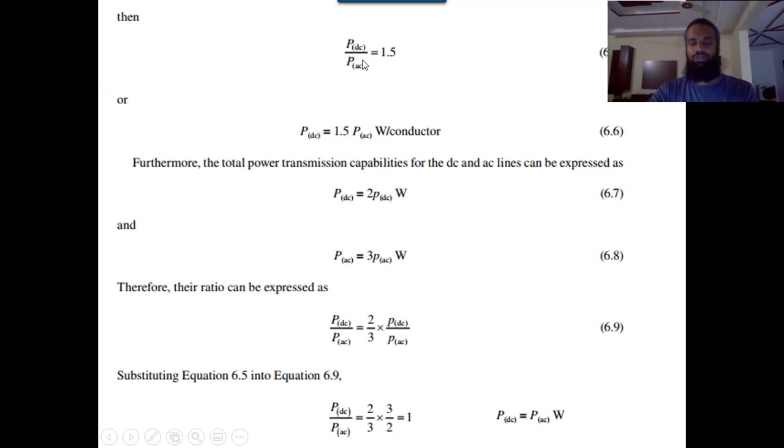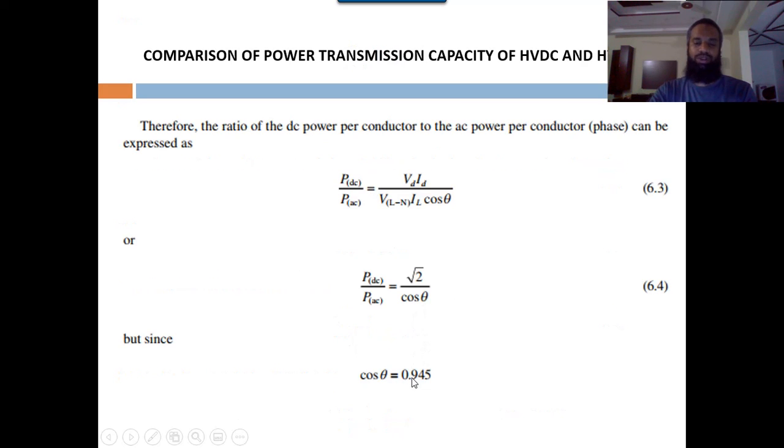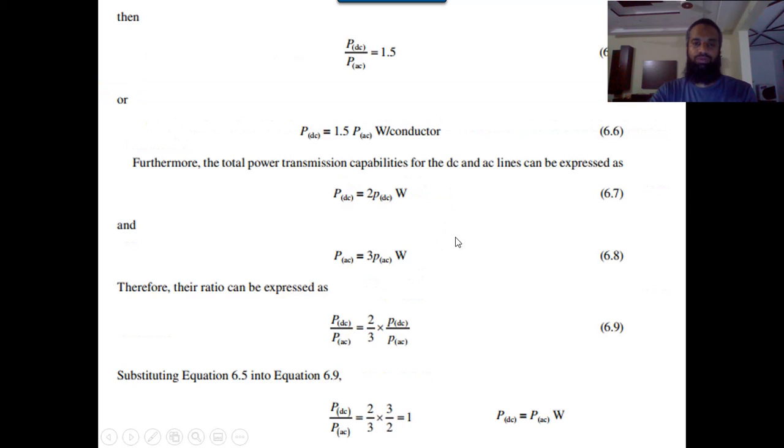Now if we solve this, putting the value of cos theta as 0.945 and root 2, then it will be 1.5. For PAC in a single phase phenomenon, but we are using two circuits for the DC, so the DC power is 2 times PDC, and for the AC we use 3 phase, so the AC power is 3 times PAC. So the ratio between PDC and PAC is 2 by 3 into PDC over PAC.